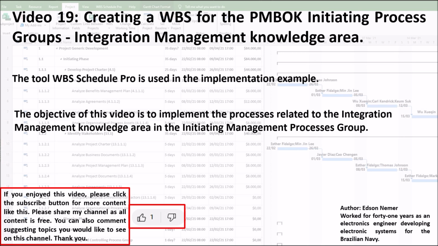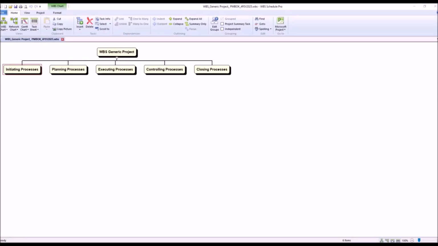The objective of this video is to implement the processes related to the Integration Management Knowledge area in the Initiating Management Processes group. The Initiating Processes group has processes in two areas of knowledge: integration management and stakeholder management.